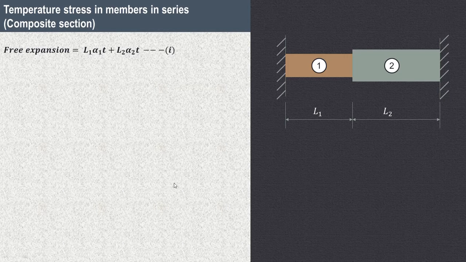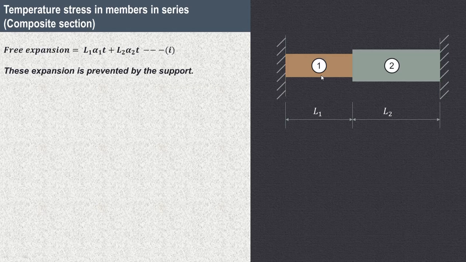Suppose we want to find out what will be the temperature stresses in members in series. Again, it is the case of composite section. So the previous was the case of parallel. Now, free expansion in this particular case will be equal to L1 alpha 1 T plus L2 alpha 2 T.